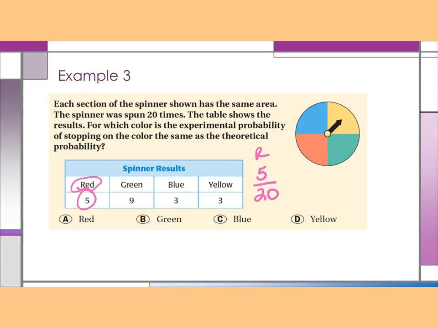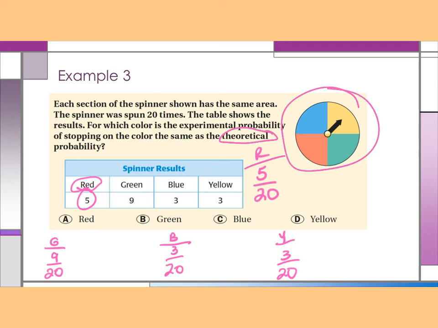So this would be for red. If I want to get green, then it's 9 out of 20. If I want to get blue, then it's 3 out of 20. And if I want to get yellow, it's 3 out of 20 as well. That's the experimental, so that's based on the data that was actually done. Now, which is the same as the theoretical?